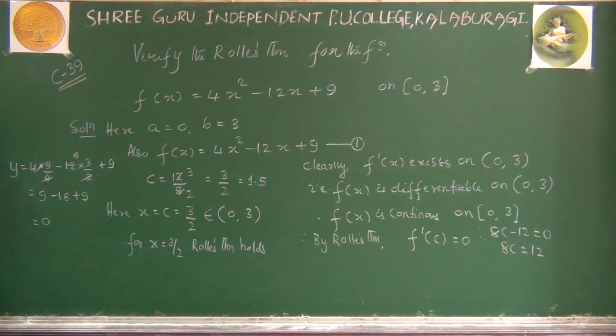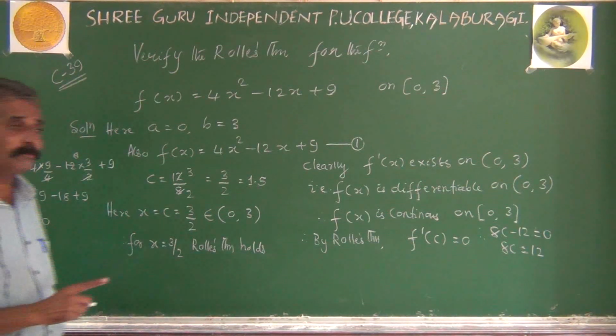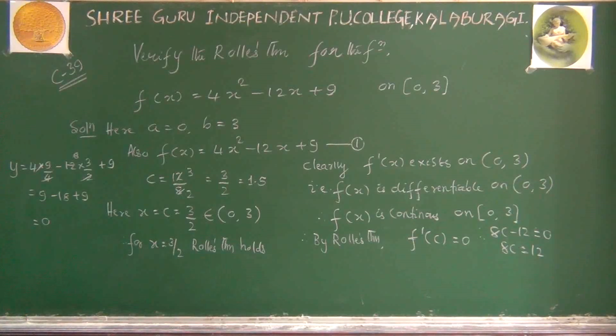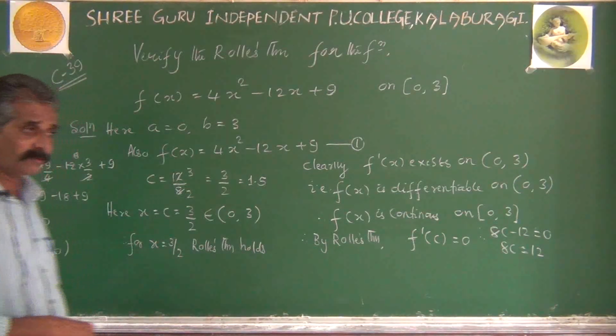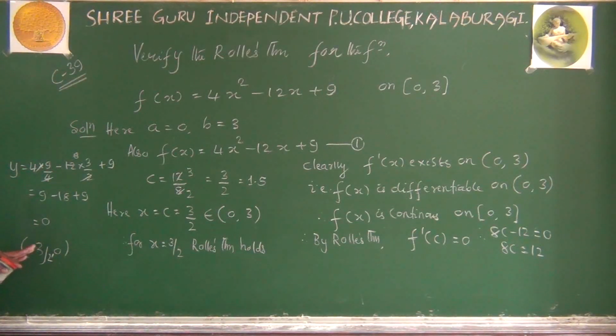That means the point on the curve at which the tangent is parallel to the x-axis is 3 by 2 comma 0. Obviously, because the y coordinate is 0, this point lies on the x-axis.